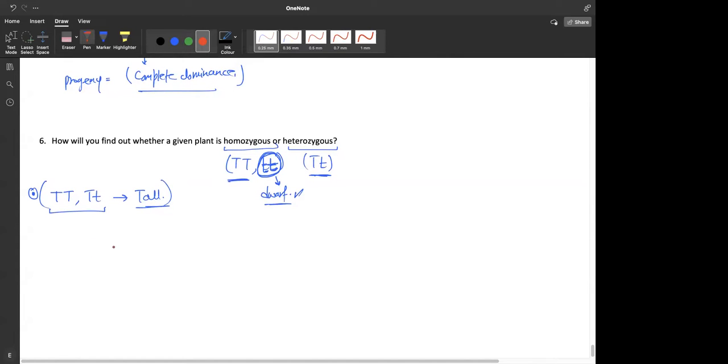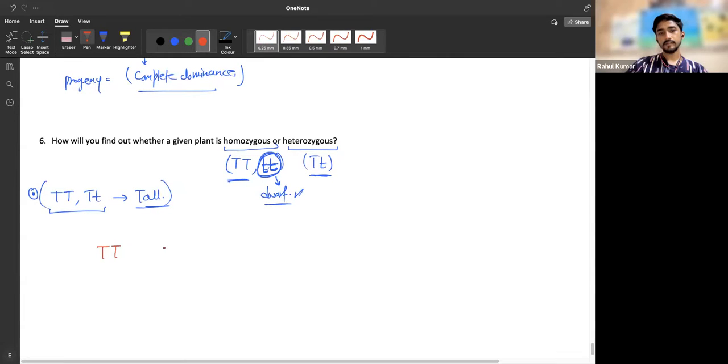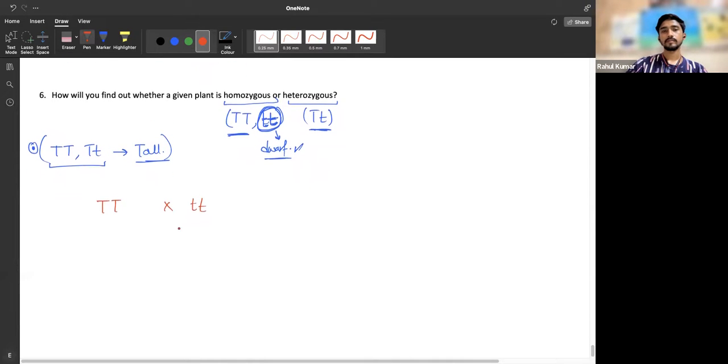But what we can do is, remember this first cross that we did, capital T capital T with small t? If this is crossed with a homozygous recessive, this plant will be tall and this plant will be dwarf. Now let's say we do not know this genotype yet. But suppose this is the genotype, after the cross, if this is the parent, what will happen in the F1 progeny? Tell me.